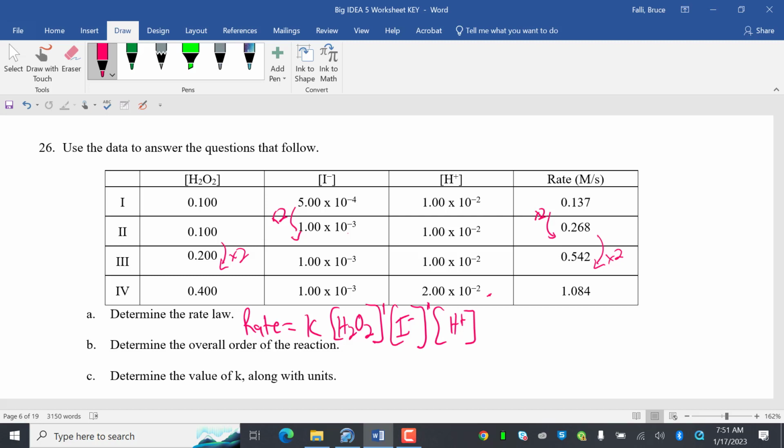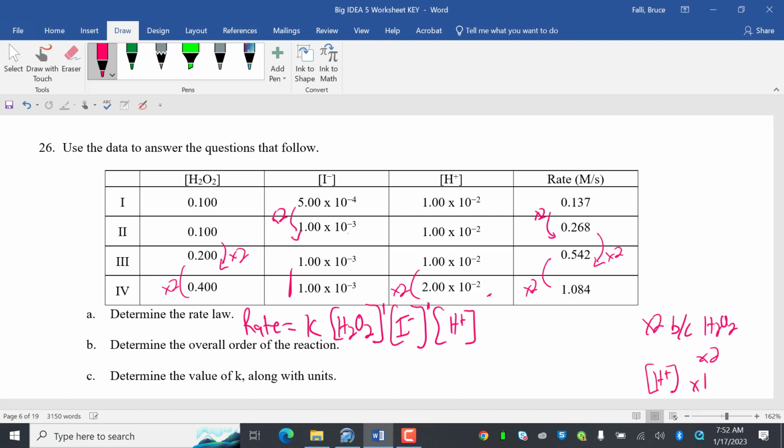Woo! How about that? So let's do these. Okay, so this is going to be times 2. This is the same. This is going to be times 2. And then let me check my math. No, that's going to be times 2. Okay, so I know that times 2 of it is because H2O2 is times 2. So that must mean that H positive's effect is times 1. Okay? So if anything's effect is nothing, right, times 1, that means this is 0 order.